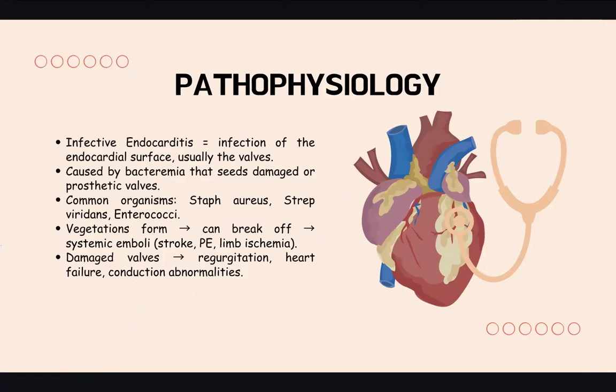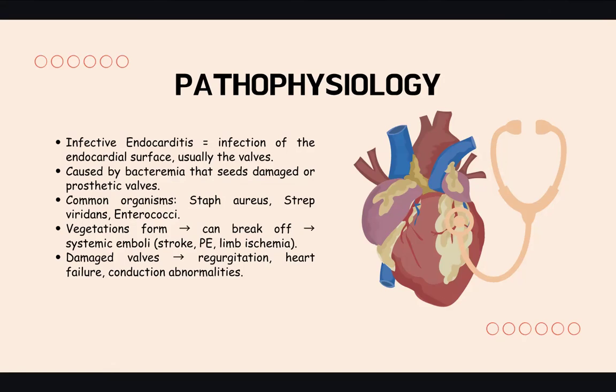All right, so pathophys. Infective endocarditis is an infection of the endocardial surface, which is usually going to be the valves. It's caused by bacteremia, which a lot of times you're going to see with sepsis. But bacteria in the blood that is normally from a prosthetic valve is a pretty common reason that you see it. Some common organisms are Staph A, Strep V, and Enterococci.